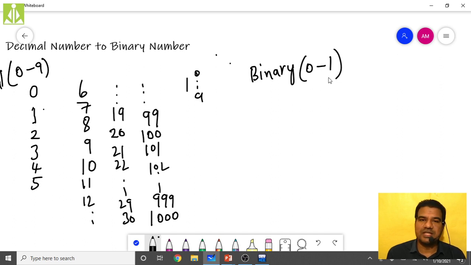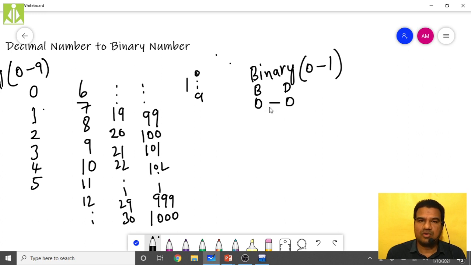So in order to represent the numbers, we have to use either 0 or 1 digits. Using 2 digits, how many numbers can we represent? Start with the 0 count. To represent 0 count, we use 0. In binary we use 0, and in decimal also we use 0. So this is your binary and this is your decimal. I'm writing like this.